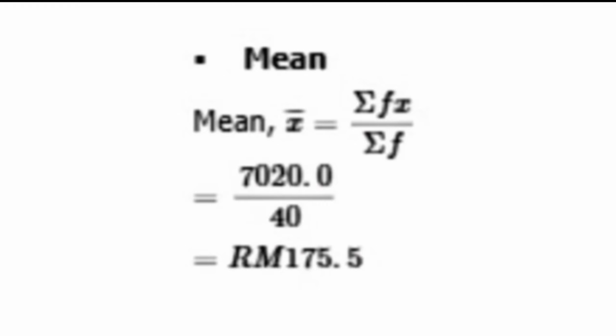So I will be presenting the calculation of the mean, mode and median for a set of grouped data, particularly involving a frequency distribution related to cost in RM. Let's start with the mean. We use the formula mean equals the total of fx divided by the total of f. So in our case, the mean cost is 175 ringgit and 50 cents.